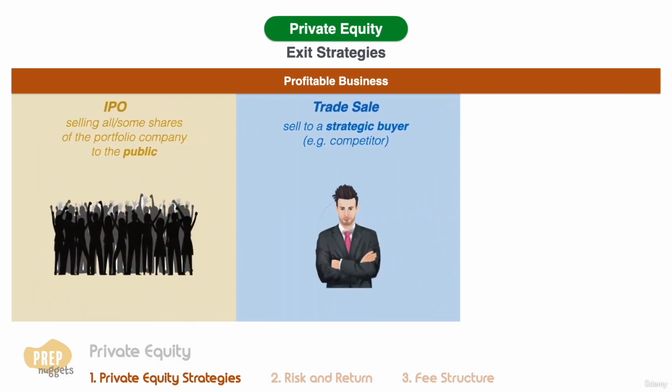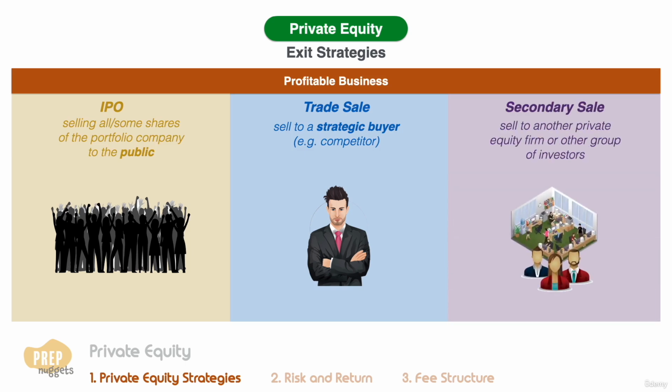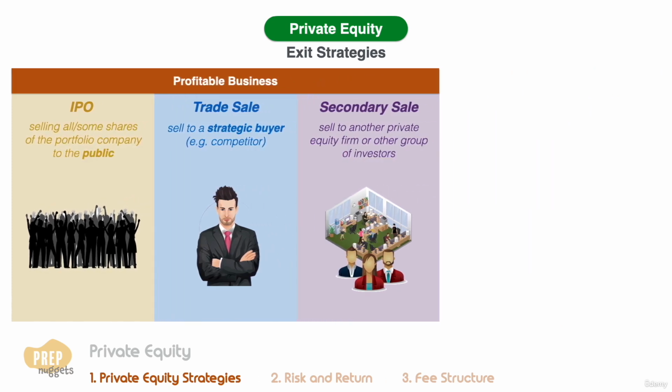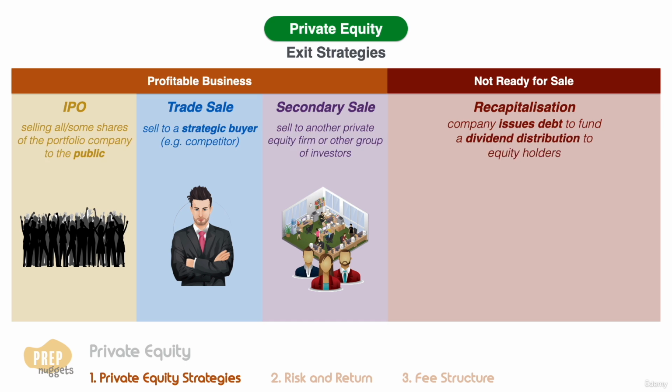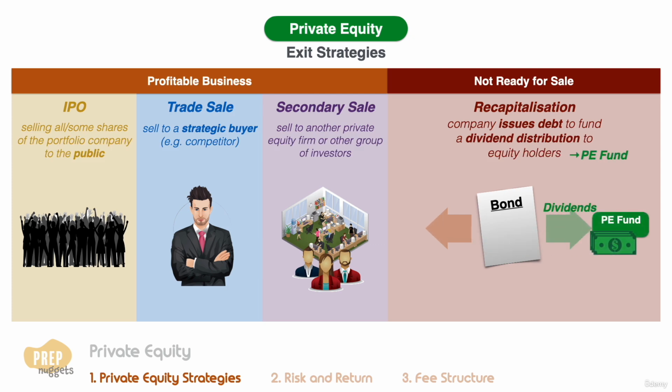Another form of sale similar to trade sales is secondary sales. Instead of a strategic buyer, this approach represents a sale to another private equity firm or other group of investors. If the portfolio company is not ready for sale yet, the private equity firm can extract some cash through recapitalization. Under this strategy, the company issues debt to fund a dividend distribution to equity holders, which includes the private equity fund. Recapitalization is not a true exit strategy, as the private equity firm maintains control. A recapitalization is often a prelude to a later exit.